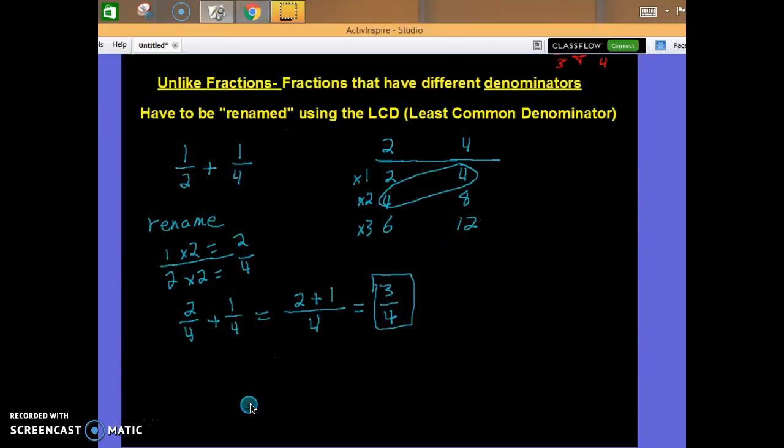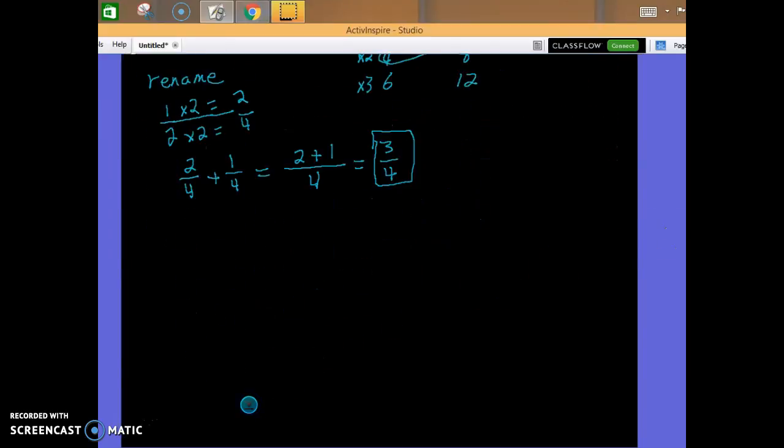Let's do another example. It's a little more complicated. This time, we're going to do 3/4 plus 1/5. Again, these are unlike fractions. The denominator isn't the same, so we need to rename them. Our denominators are 4 and 5.